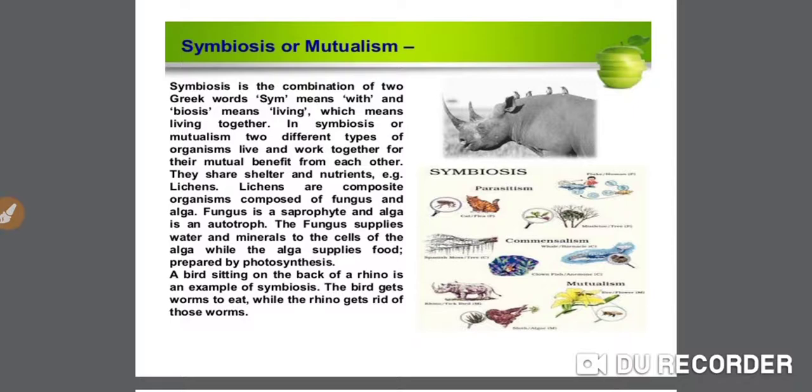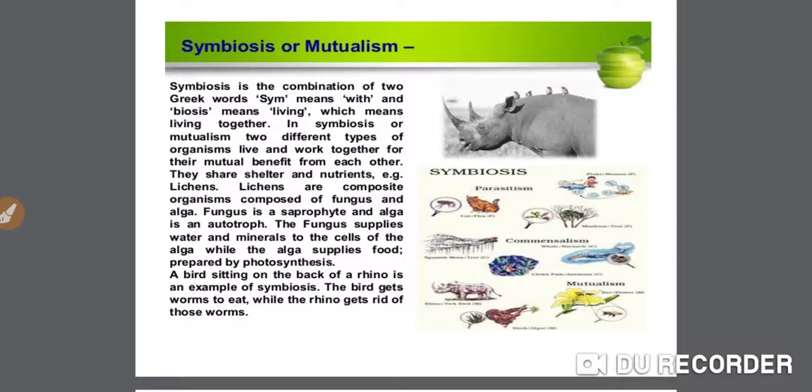Now next, that is symbiosis or mutualism. What is symbiosis? Symbiosis is a combination of two Greek words, that is the meaning of the word symbiosis. Sym means with, and biosis means living, which means living together. In symbiosis or mutualism, two different types of organisms live and work together for their mutual benefit, meaning there is a mutual benefit from each other. They share shelter and nutrients.